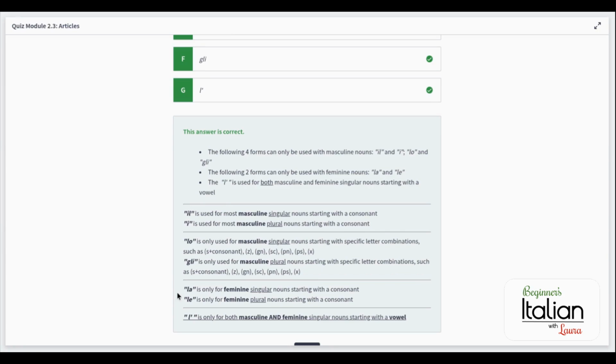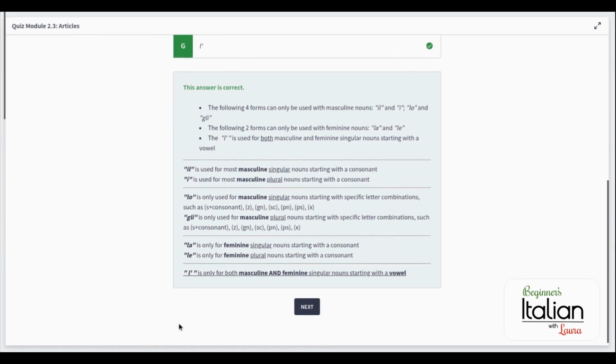La is only for feminine singular nouns starting with a consonant. Le is only for feminine plural nouns starting with a consonant. And l' is only for both masculine and feminine singular nouns starting with a vowel. Okay, I know that's a lot to take in there. But you can go ahead and pause the video if you want to reread this, and I'll also have it at the end of the video.